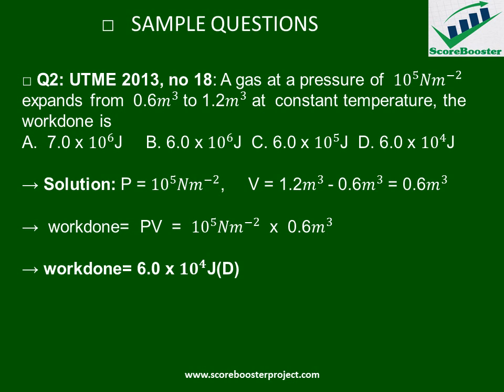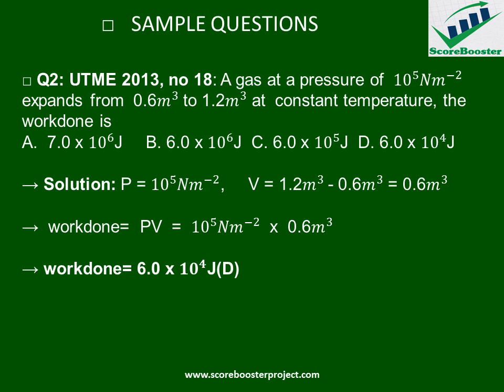Now to solution. We're given the pressure P to be 10 raised to the power 5 Newton per meter square. The volume here will be the change in volume, that is the difference between the final volume and initial volume. The final volume is 1.2 minus initial, which is 0.6. That will give us 0.6 meter cube, representing the change in volume.